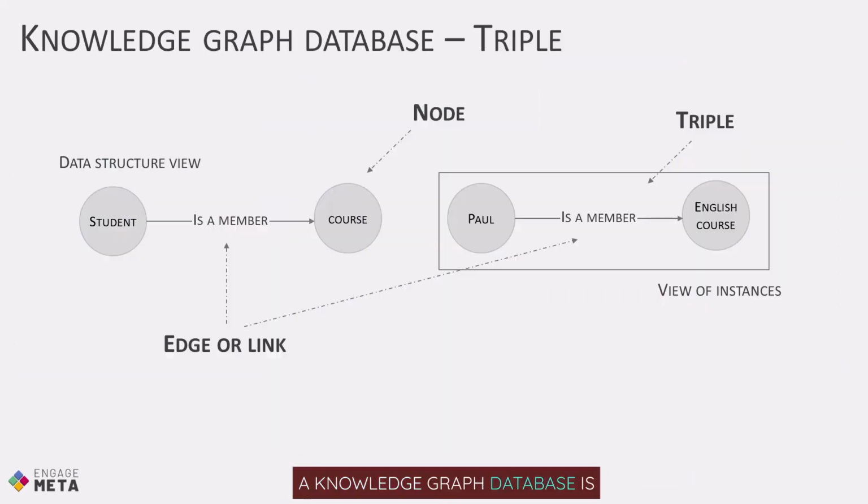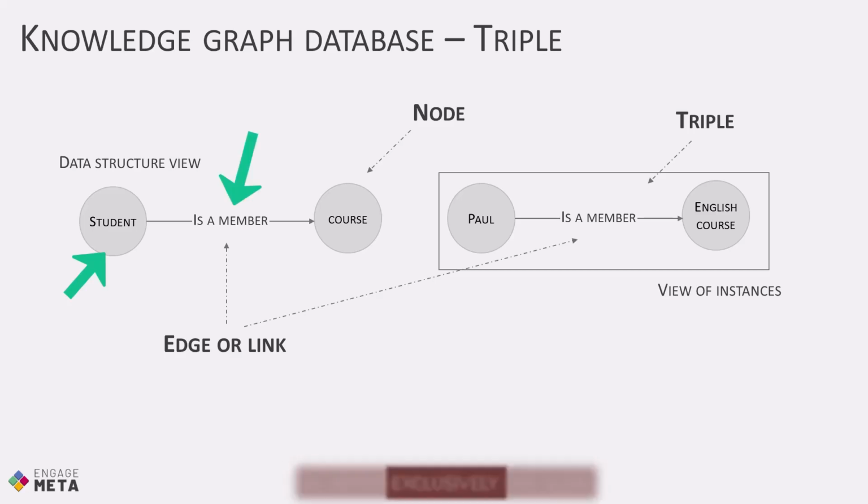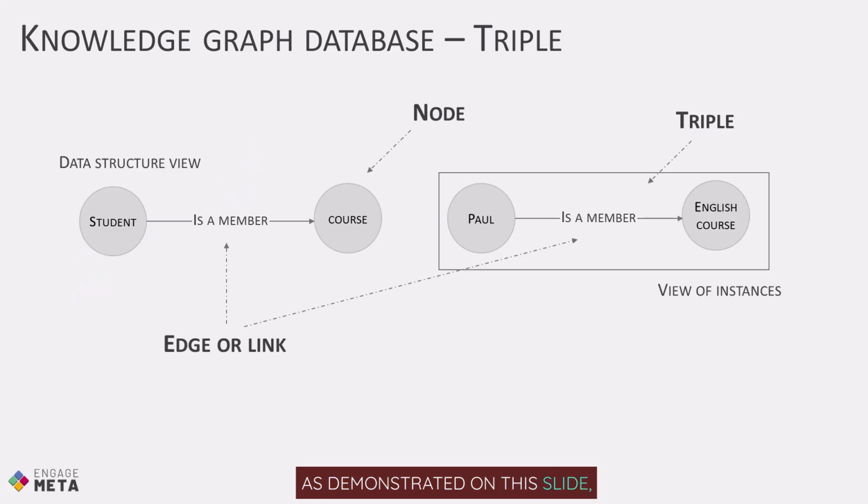A knowledge graph database is based on a triple approach for data storage. The concept is relatively straightforward, involving the manipulation of nodes and edges through triples exclusively. As demonstrated on this slide, this approach applies to both the data structure and the data instances views. The capability to present instances in this manner is advantageous when compared to conventional relational databases, which typically have more complex user representation than a simple graph.